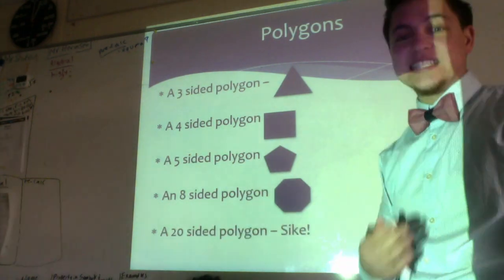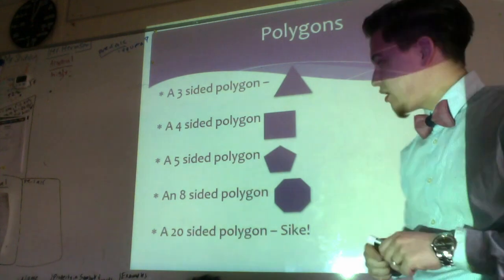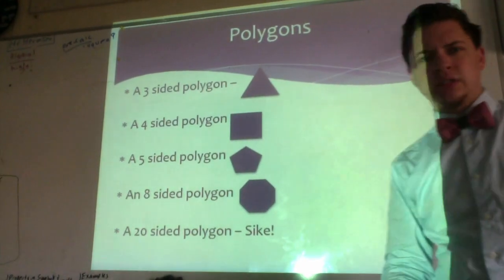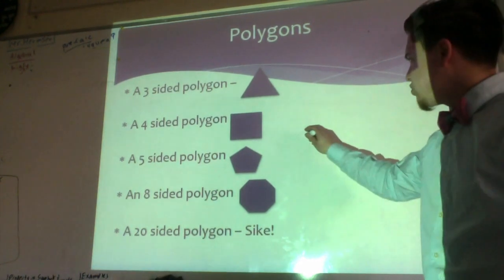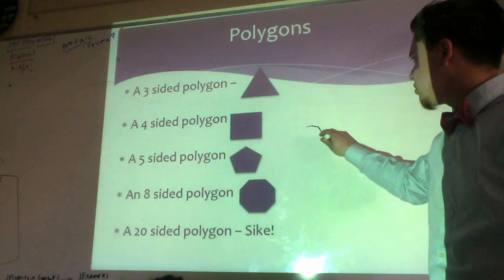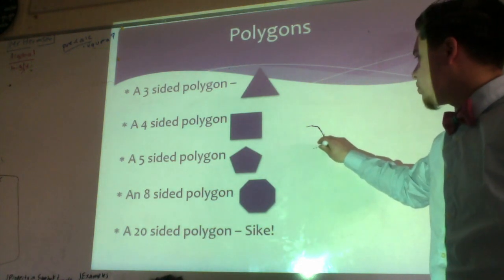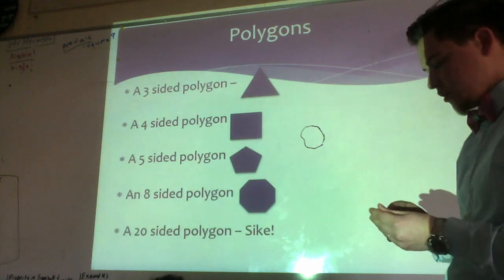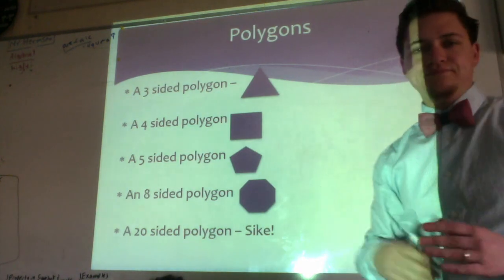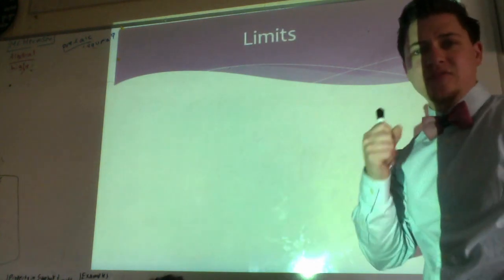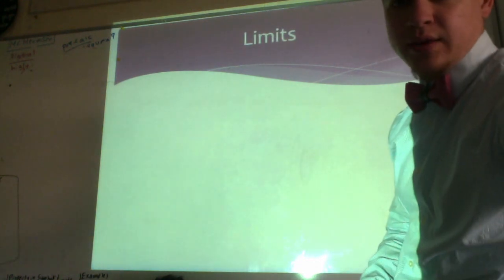If I made a 20-sided polygon, that'd be way too hard, right? If I try to make one that's 20 sides, let's turn this a little bit here so you can see me. If I try to do 20 sides, it'd be really hard trying to make it 20 sides, right? So it'd be really, really, really difficult, and we're not going to do that. So, limits. This gets to our idea of limits, right?